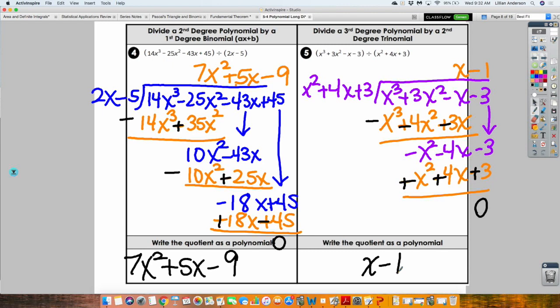So remember, you can always check your answer by taking the quotient, multiplying it by the divisor, and adding the remainder to see if you get the dividend. Okay? So go ahead and get these pages glued down because we're done with dividing polynomials by long division, but I want to make sure that we still practice, okay? I'll make sure that you guys got this, so practice a couple before I give you your homework.